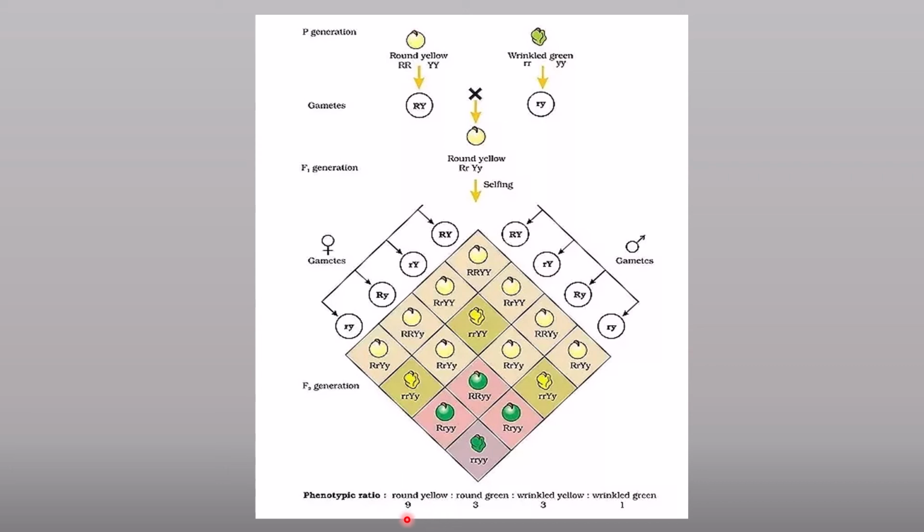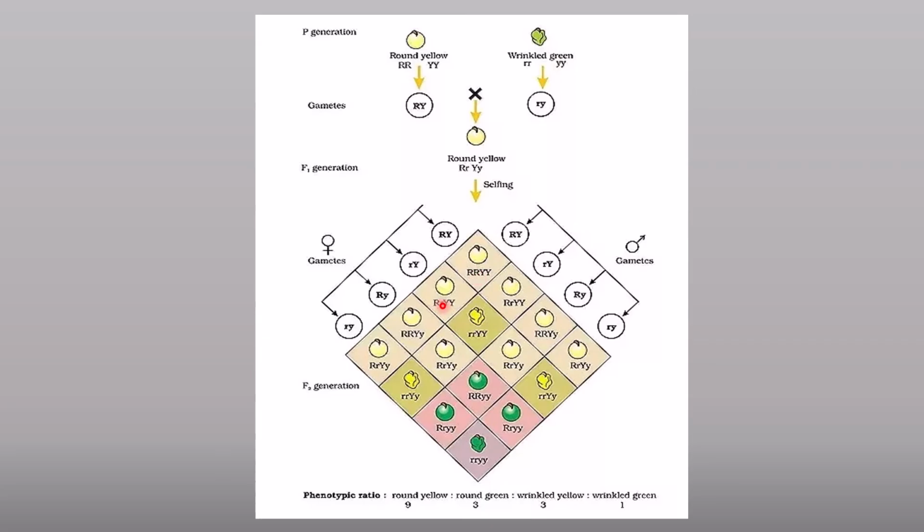To summarize, out of 16, 9 of them were round yellow. When we discuss phenotypic traits, there were 9 round yellow, 3 round green, 3 wrinkled yellow, and 1 wrinkled green. So these are the 9 round yellow seeds, these are the 3 wrinkled yellow seeds, these are the 3 round green seeds, and this one is the wrinkled green seed. That is how we get the 9:3:3:1 ratio.